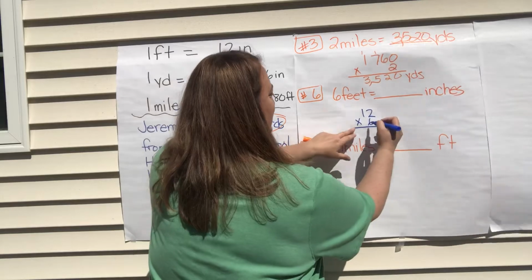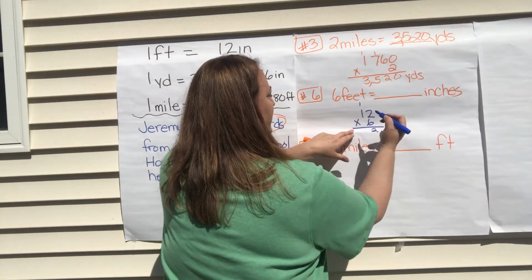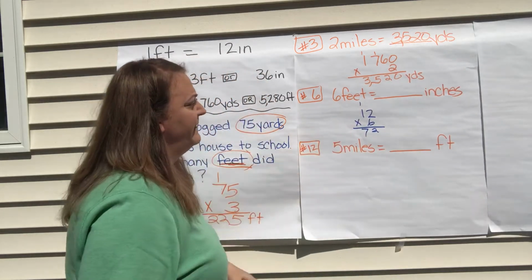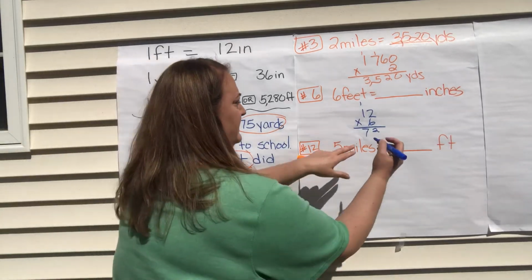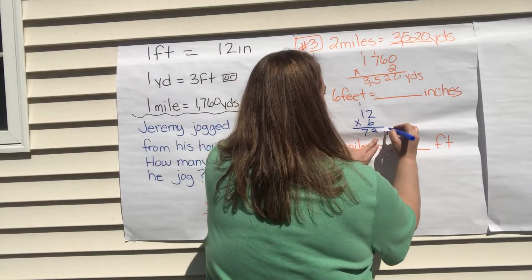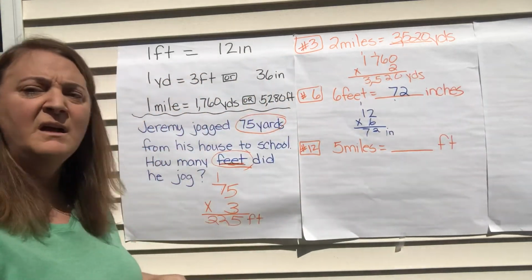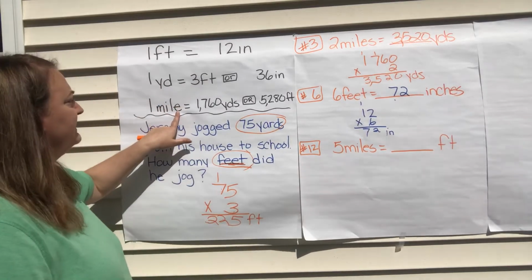Let's go ahead and multiply. 2 times 6 is 12, carry the 1, 6 times 1 is 6, and we add that 1, and it's 72 inches. 72 inches. For number 12, we're talking about miles and feet. So I'm going to bump down here.